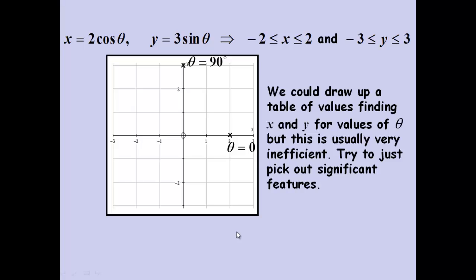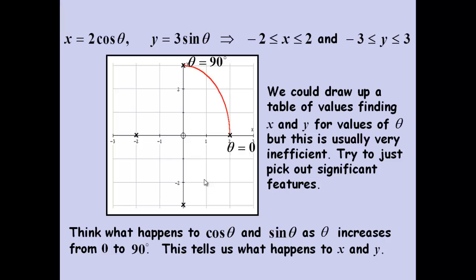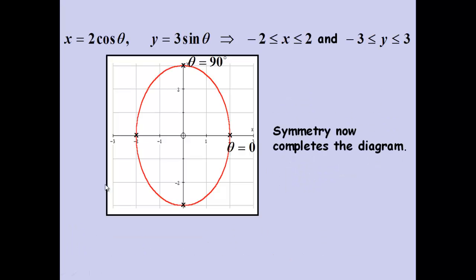Think about what happens to cos and sine theta as theta increases from 0 to 90. And that should give you a general idea of the shape of the curve between here and here. And we end up with a curve that looks a bit like that. This basic shape is then repeated, so we can use symmetry to complete the diagram.